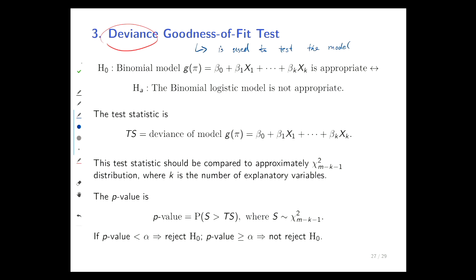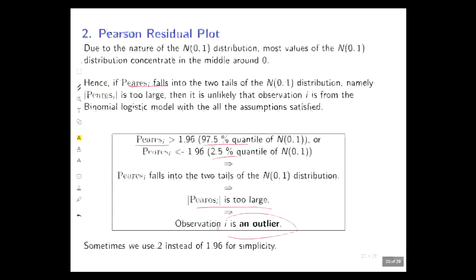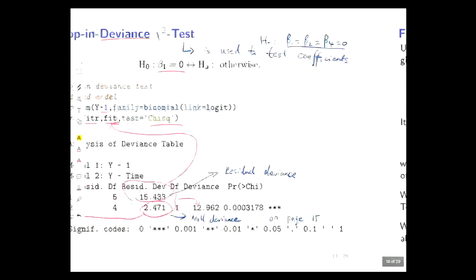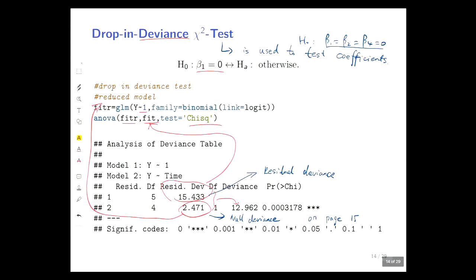So what's the null hypothesis and what's the alternative hypothesis? The null hypothesis here is that the model is appropriate, or the model is accurate, the model is good. And the alternative hypothesis is that the model is not appropriate. So they are totally different. One is used to test the model, and the other is used to test the coefficients. You can consider that the dropping deviance test implicitly assumes that the model is good, and then we test the coefficients.